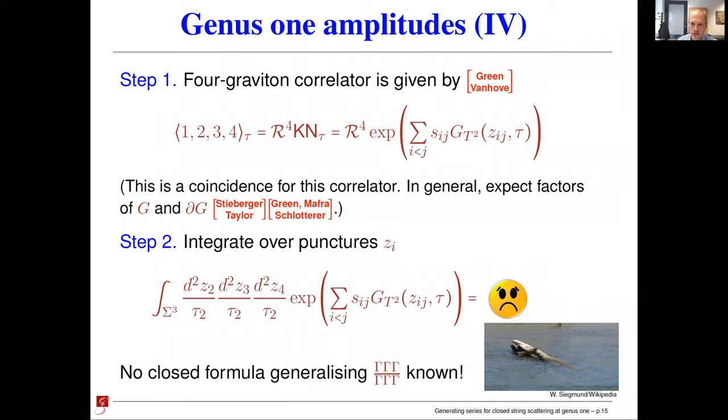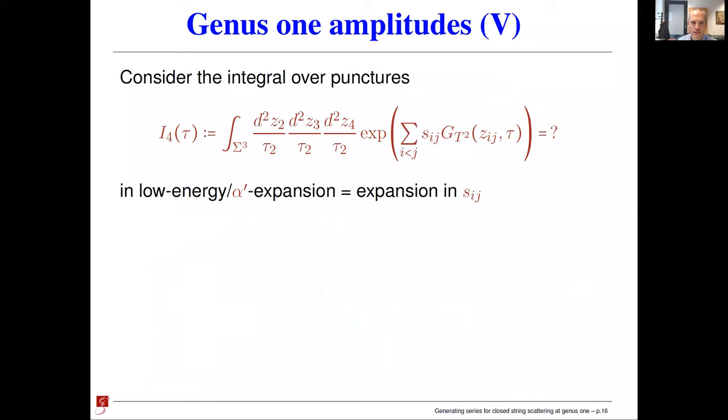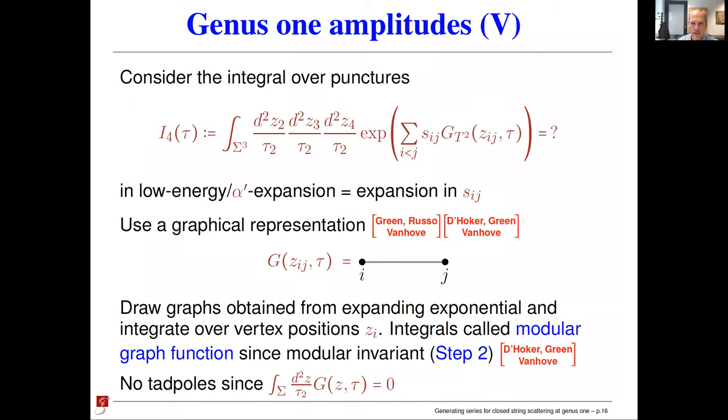The way to do this is to look not at the full integral, but at the effect of this integral in a low energy expansion, in an alpha prime expansion. So that's what we will do now. Let me call this I4, which is this integral, and we expand it in alpha prime, or in other words, in the Mandelstam variables. The best way of doing this is using a graphical representation of the expansion. These G's are like propagators, so I will draw diagrams from one point to the other using a straight line for a propagator, and this will give us a graph which describes how the different things in this expansion arise.